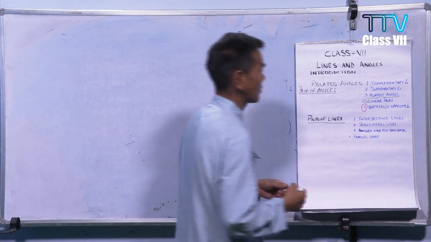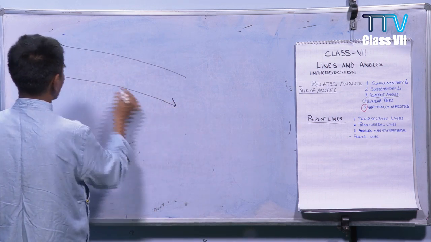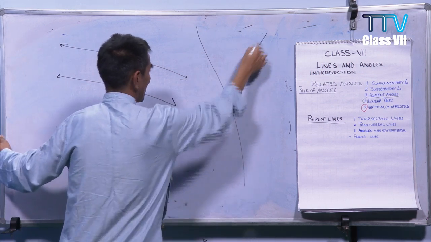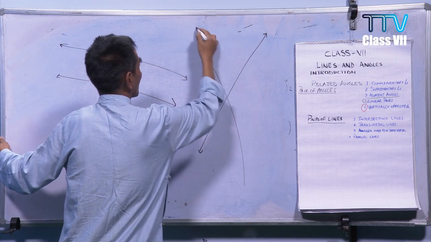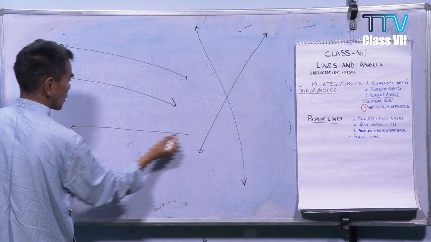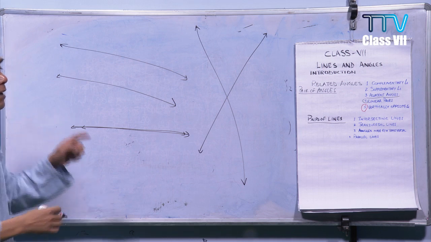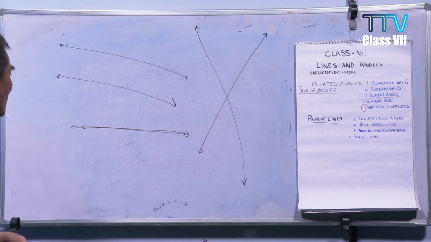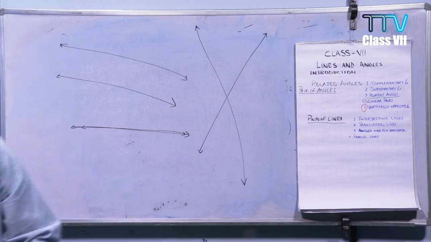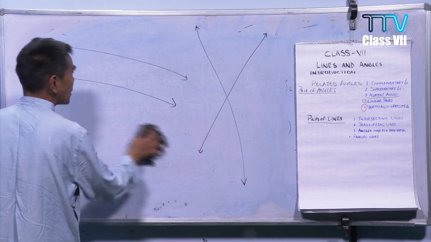Now, pair of lines. When there are two lines, they may be two lines that overlap, in which case all the points are common points, or two lines that intersect at a point. Intersecting lines have one point that is common to both lines.